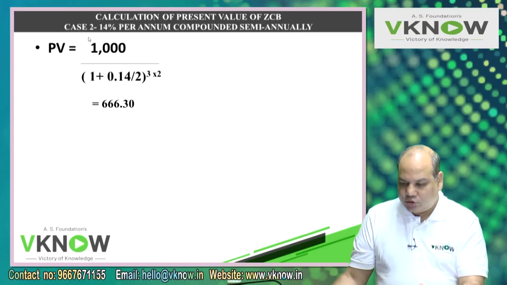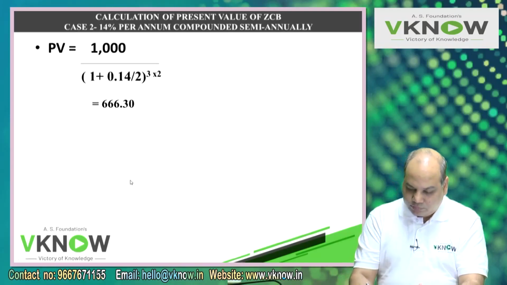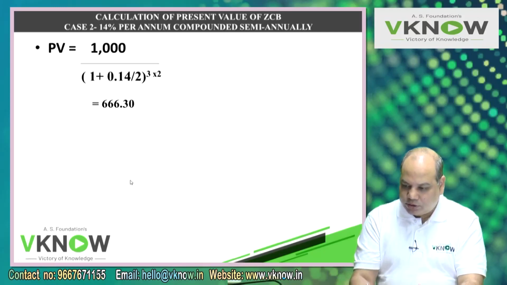Then we'll go to case 2: 14% per annum compounded semi-annually.